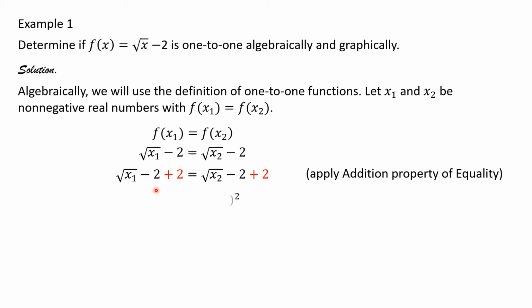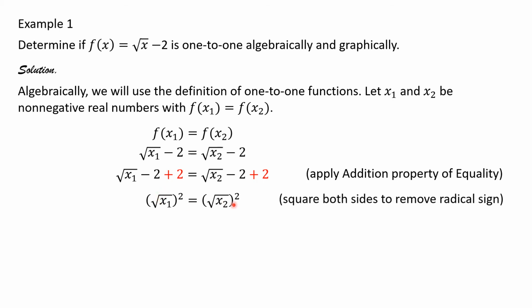So mabili na lang is square root of x sub 1 is equal to square root of x sub 2. Since meron kita radical sign, to remove radical sign, we square both sides of the equation. And then, we have now x sub 1 is equal to x sub 2. Since we proved that x sub 1 is equal to x sub 2, therefore, f is one-to-one function.